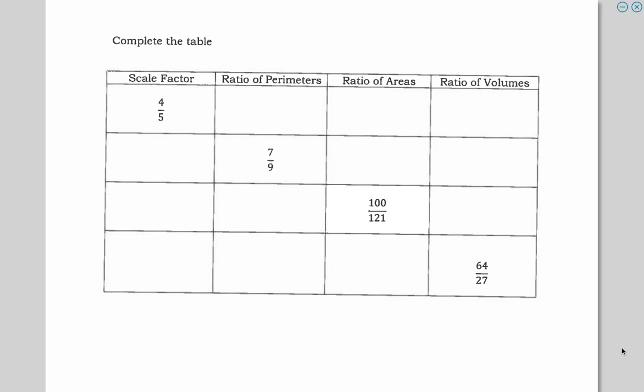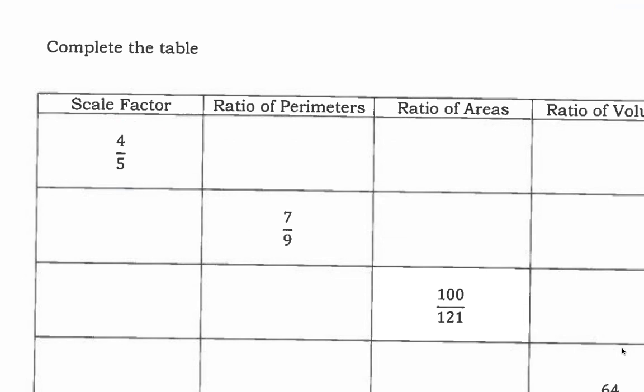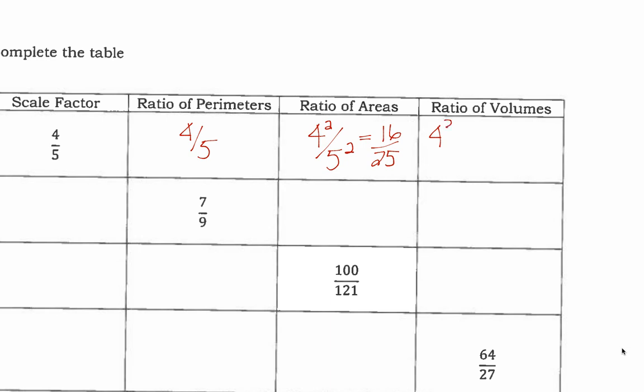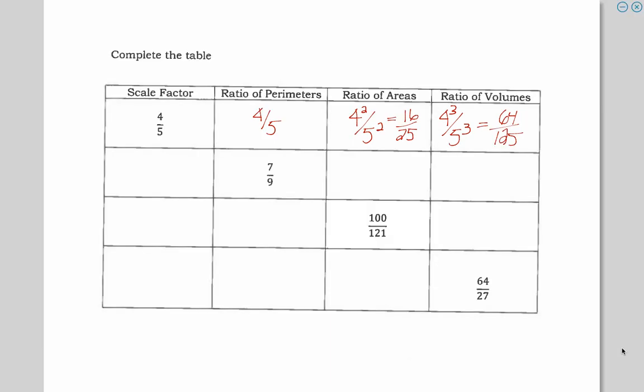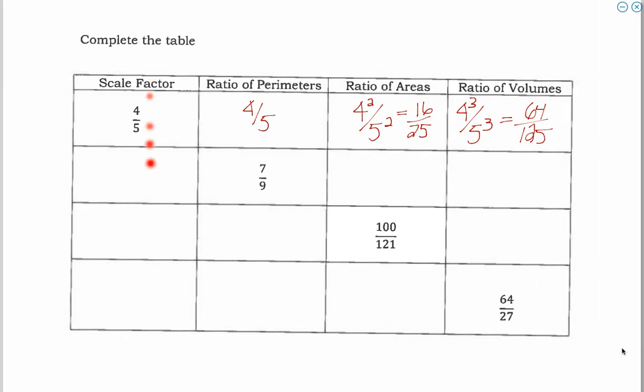All right, now we had this table in the past. Now we have another column. So we just had this table last time. We're adding another column. So here's the scale factor. Ratio of the perimeters is 4 over 5. We square that for the area, and we cube that for the volume. Remember, these columns are going to be the same, so really we didn't change anything up right here.